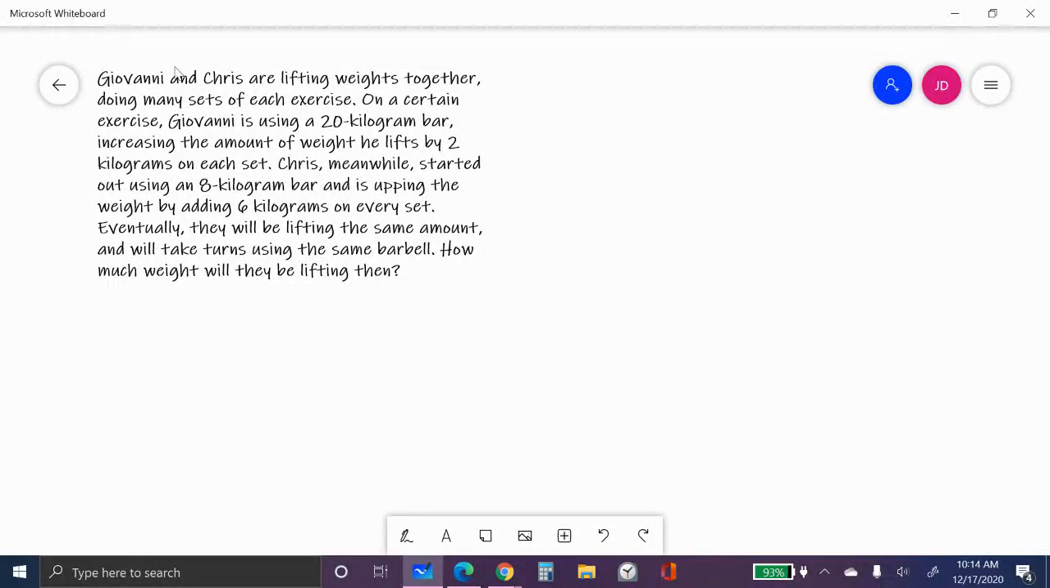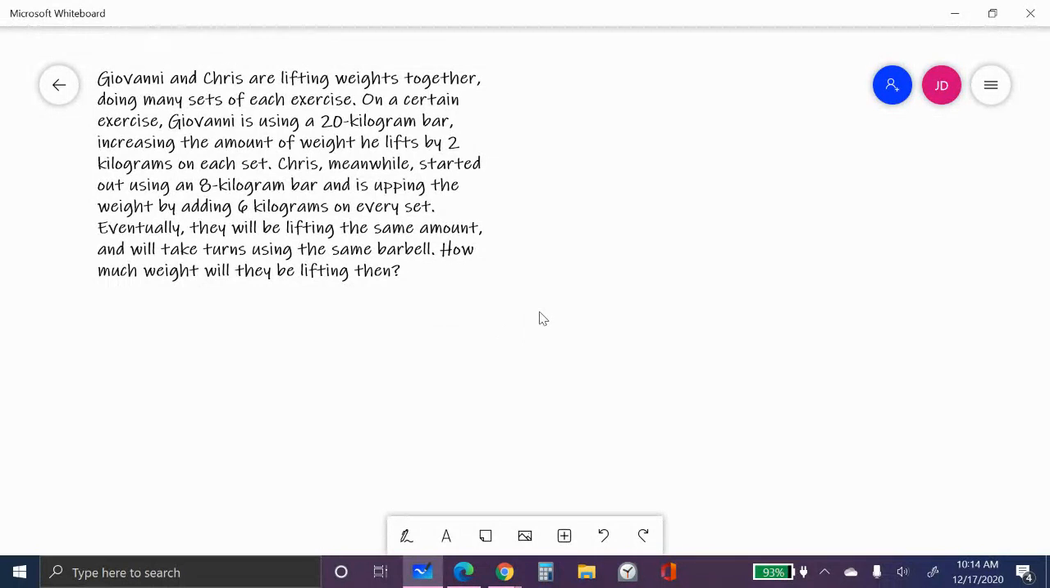All right. Giovanni and Chris are lifting weights together, doing many sets of each exercise. On a certain exercise, Giovanni is using a 20 kilogram bar, increasing the amount of weight he lifts by 2 kilograms on each set. Chris, meanwhile, started out using an 8 kilogram bar and is upping the weight by adding 6 kilograms on every set. Eventually, they'll be lifting the same amount and will take turns in using the same barbell. How much weight will they be lifting then?